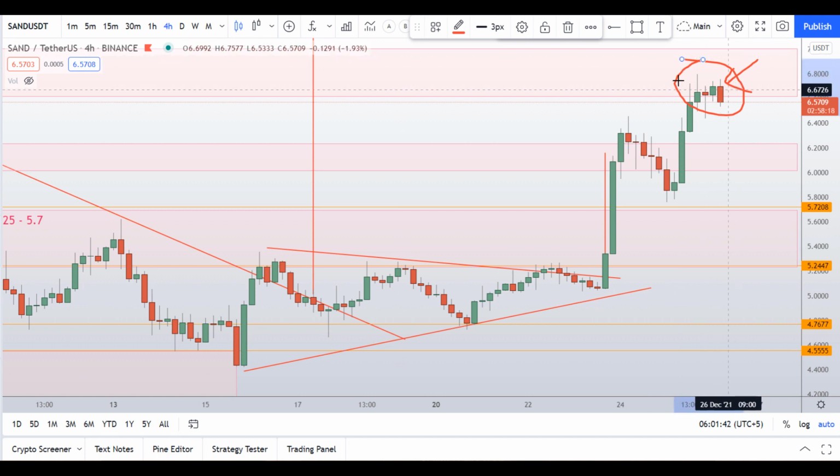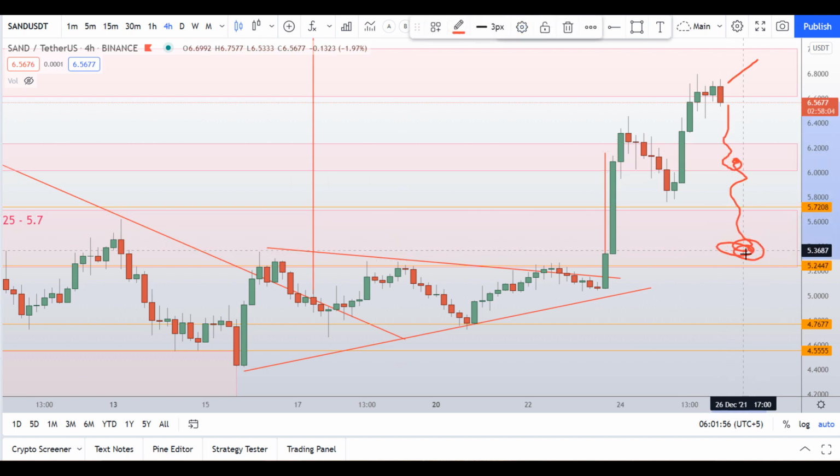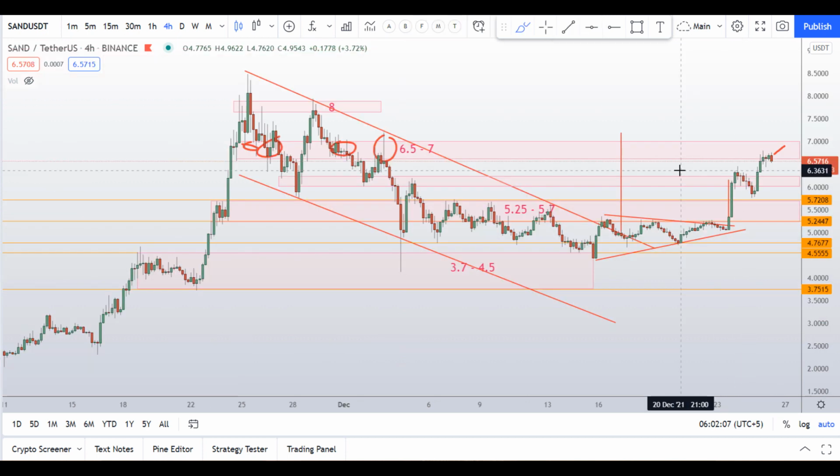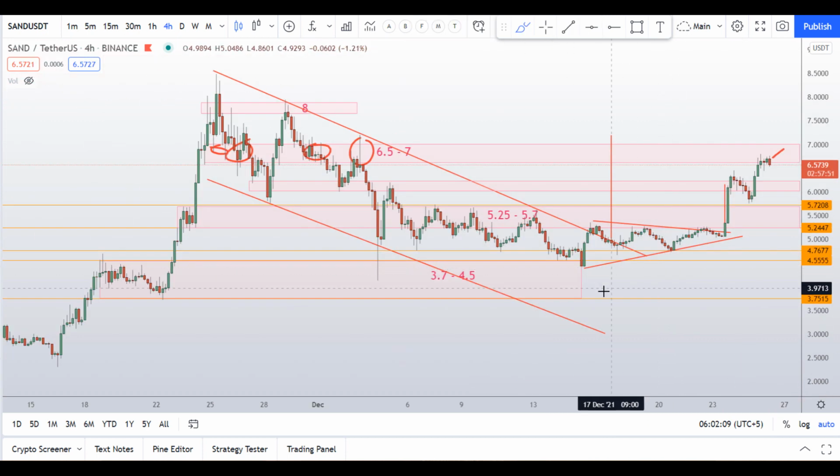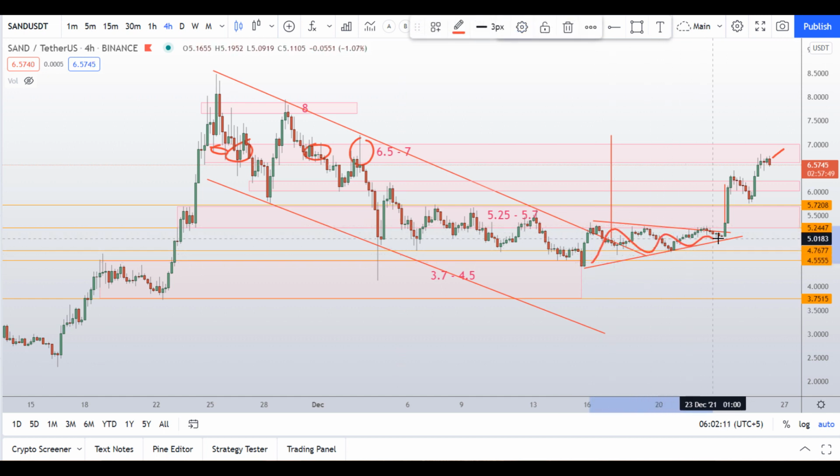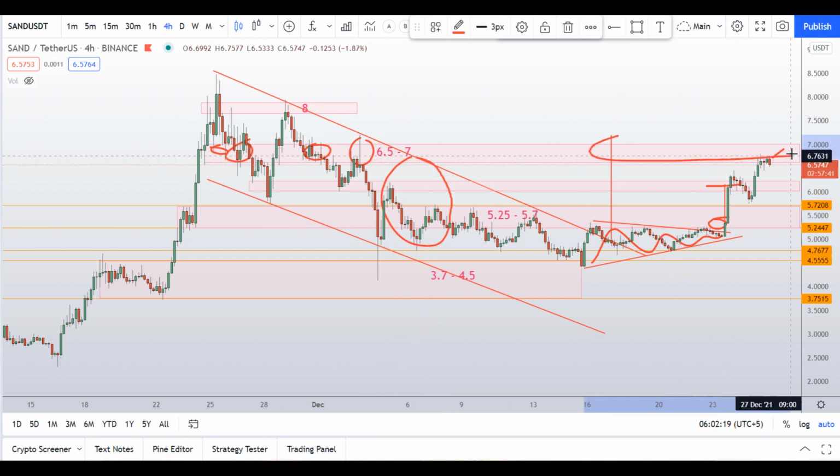So be very careful guys, price can come back to this support box or this support box very easily if Bitcoin starts to dump, because we have achieved the target of this triangle here and this whole channel target we have achieved.